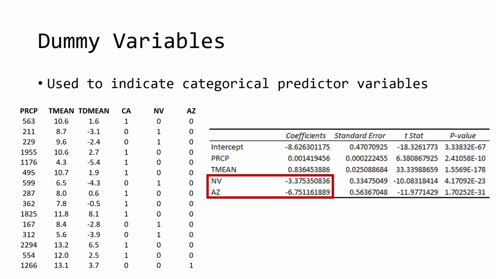If we set up a model to predict TD mean, which is the mean annual dew point, and we use these 4 other variables, the coefficient output in Excel data analysis is shown on the right. Here we can see that all 4 predictors are significant at alpha equals 0.05. Increasing annual precipitation and annual mean temperature increase mean dew point. However, for sites in Nevada, they on average have a dew point 3.4 degrees Celsius lower than the same precipitation and temperature in California, and in Arizona, this value is 6.8 degrees less.